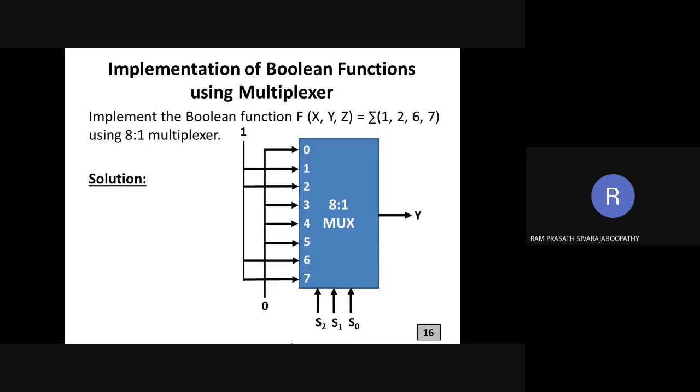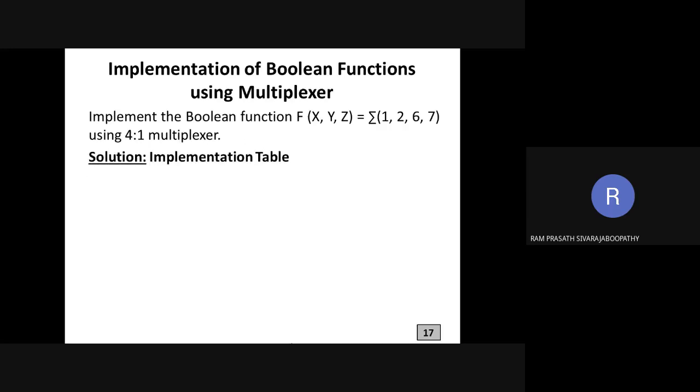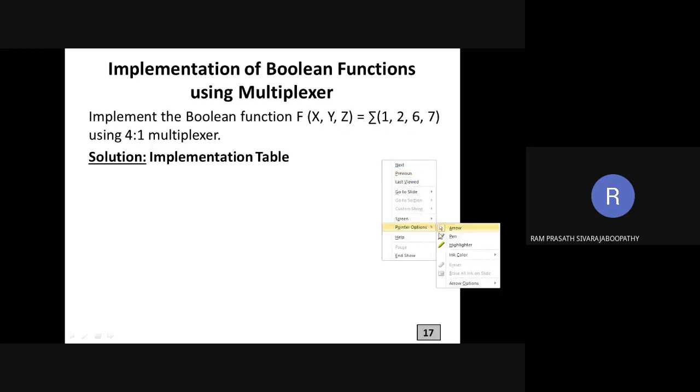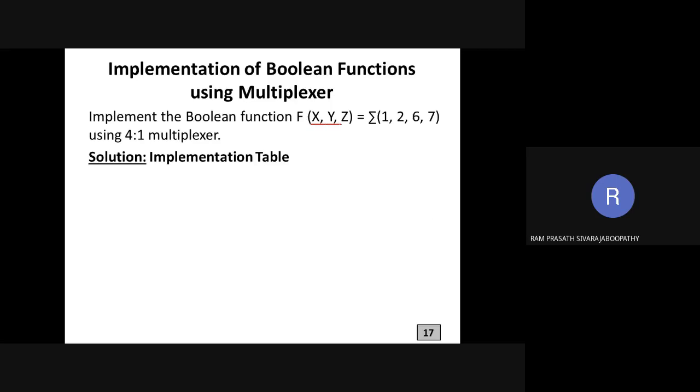Okay. Shall we move to the next slide? Yes. Now we are having a problem like this. The same function: F of x, y, z is equal to sum of 1, 2, 6, 7. Note this down. How many variables do we have? 3 variables, but we are asked to do it with a 4:1 multiplexer. Fine? This is the difference from the previous question. In the previous question they told us 8:1, which directly matches the given problem.